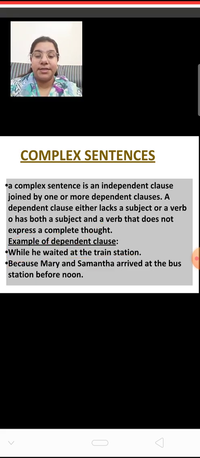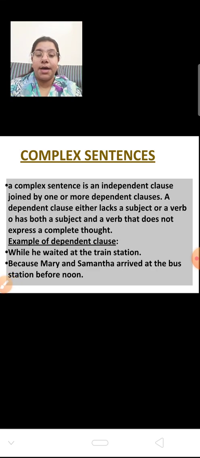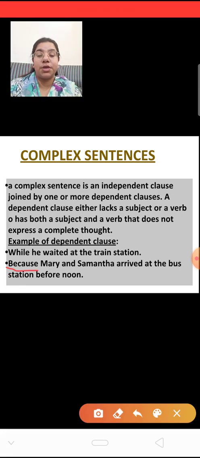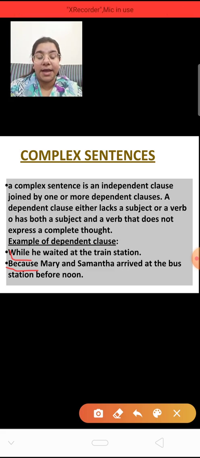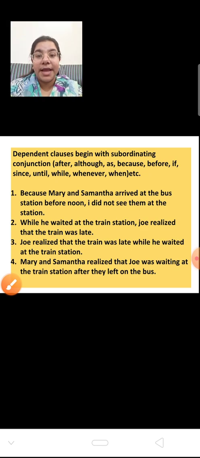The next sentence is, because Mary and Samantha arrived at the bus station before noon. Here we can say it is a dependent clause because it is starting with the word because. Here it is starting with the word while. That means it is a dependent clause, dependent on the main clause to complete its meaning. Now, a dependent clause begins with a subordinating conjunction.